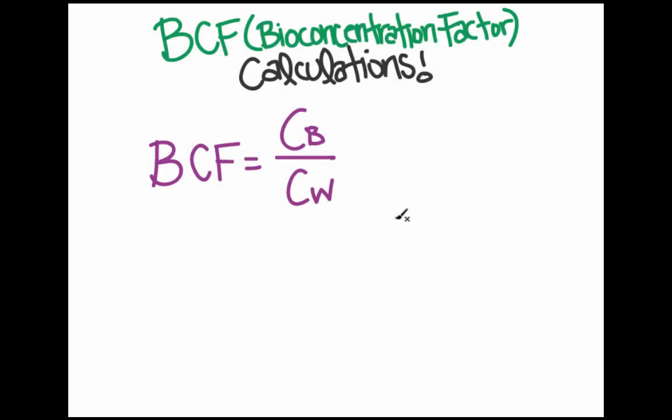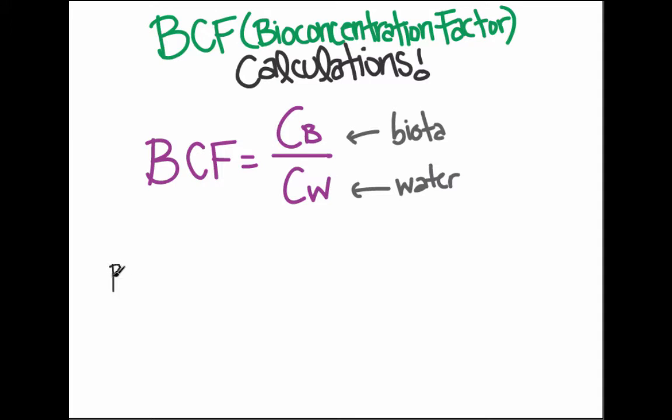Let's tackle the BCF calculations. To start off, we've got our equation, which is BCF, which stands for bioconcentration factor. That is equal to CB, which is the concentration of the chemical that's found in the biota, which is the living thing, so either the plants or the animals, divided by the CW, which stands for the chemical concentration that's found in the water. So bioconcentration factor is equal to the concentration of chemicals found in the living organism divided by the concentration of the chemicals that are found within the water.